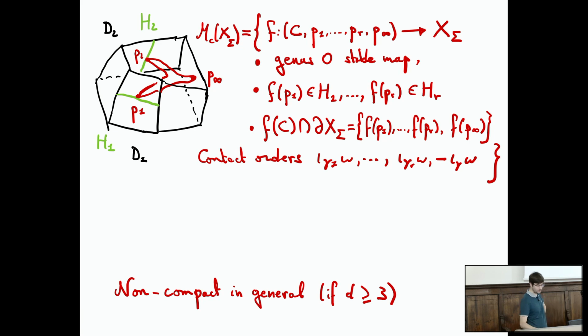And to define this moduli space here, I just use ordinary theory of stable maps. I just look at these stable maps, which have this nice intersection pattern with the boundary. They intersect the boundary only in these R+1 points. But of course, the issue is that this type of moduli space is non-compact in general.